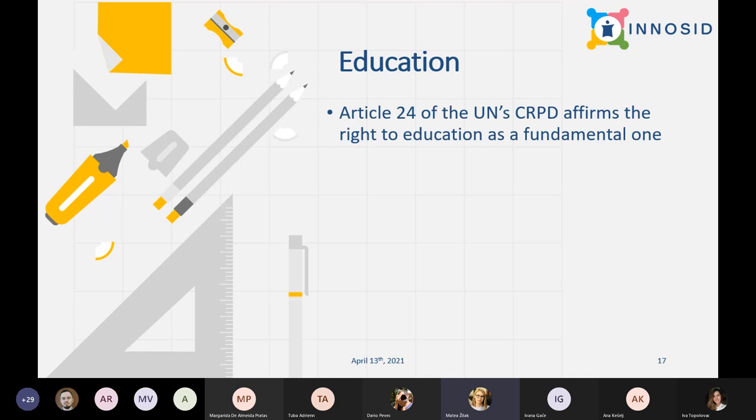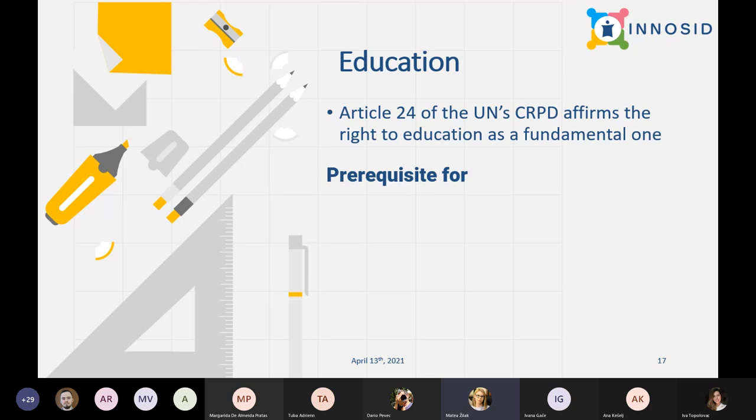Education is really important. It can be seen from Article 24 of the UN's convention, which affirms the right to education as a fundamental one. Why is such an article needed in the convention? Well, many pupils with disabilities are completely excluded from schools and universities. Children with disabilities being placed in segregated institutions is not a rare situation. Or if they are placed in a mainstream setting or school with their peers, there is not adequate support.